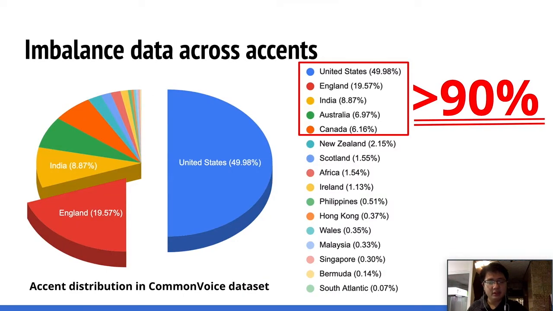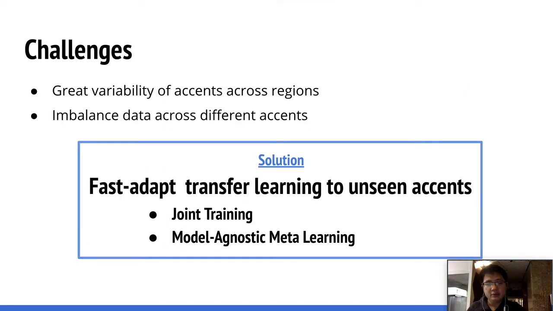Another problem is that the available accented ASR dataset is highly imbalanced. For example, in CommonVoice, the largest open accented ASR dataset to our knowledge, the top 5 accents in that dataset already cover more than 90% of the whole data, as shown on the distribution over here, which is way too imbalanced. To cope with these challenges, we propose a fast adaptation transfer learning approach that can learn from high resource accents and adapt to low resource accents.